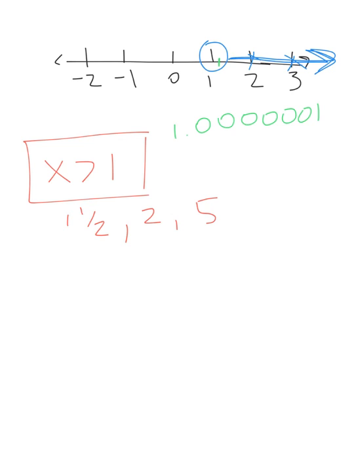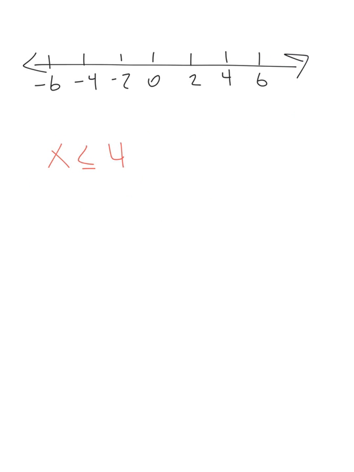after the 1. Now here we have x is less than or equal to 4. So what I'm going to do is go straight to the 4. I'm going to put a circle. This is less than or equal to because, remember, that bar is going to include the equal sign, so we do have to color that in. So less than or equal to 4.